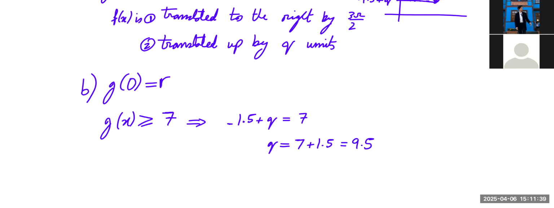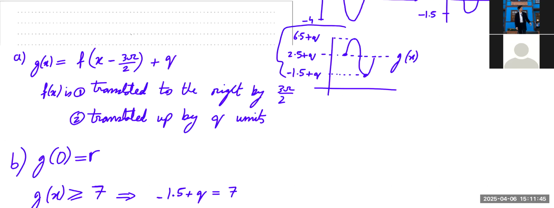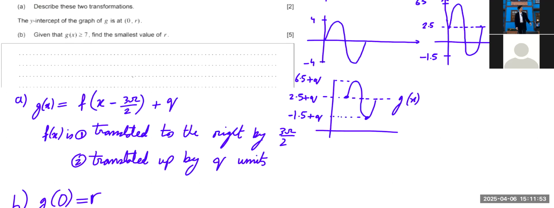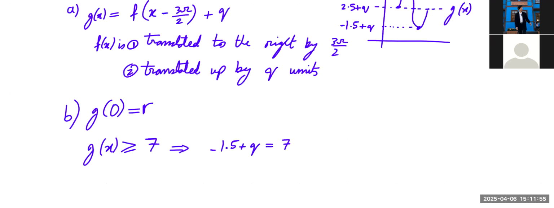Wait, I'm confused. No? Okay. So did you understand this stuff so far? I understand the graph, but why is it minus 1.5 plus q? Because q moves it up. But we don't know the value of q. Exactly.